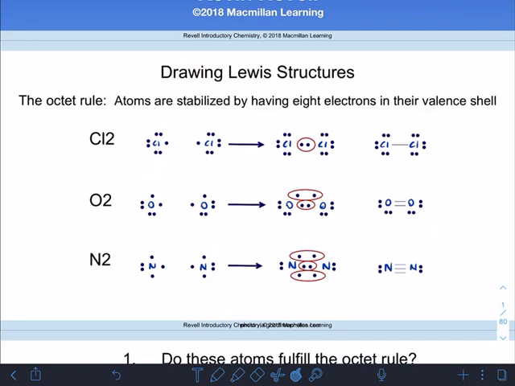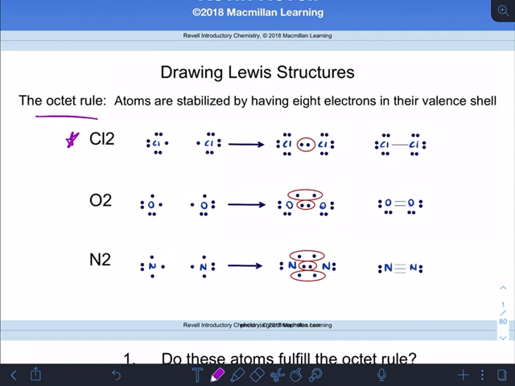And the type of drawings that we are doing in this chapter are called Lewis structures, okay? Now, with Lewis structures, there's a thing called the octet rule. And what it means is that atoms are stabilized by having a full set of 8 electrons in their valence shell. When you are dealing with nonmetals, like chlorine, oxygen, nitrogen, things like that, they take those valence electrons that they have and they share them, so that basically it's like communal resources and that sort of thing.